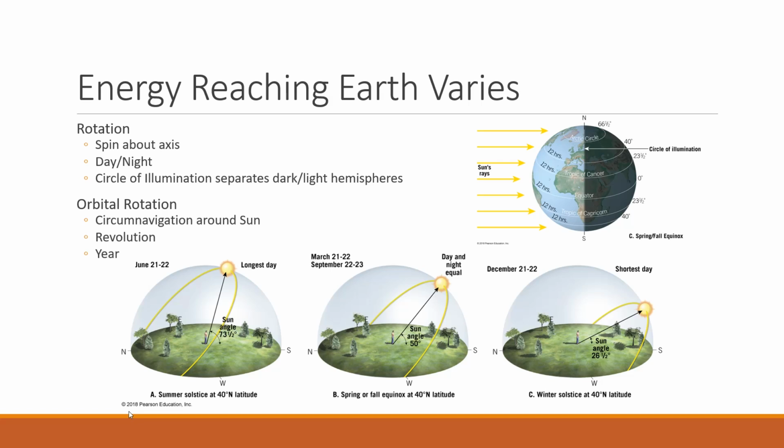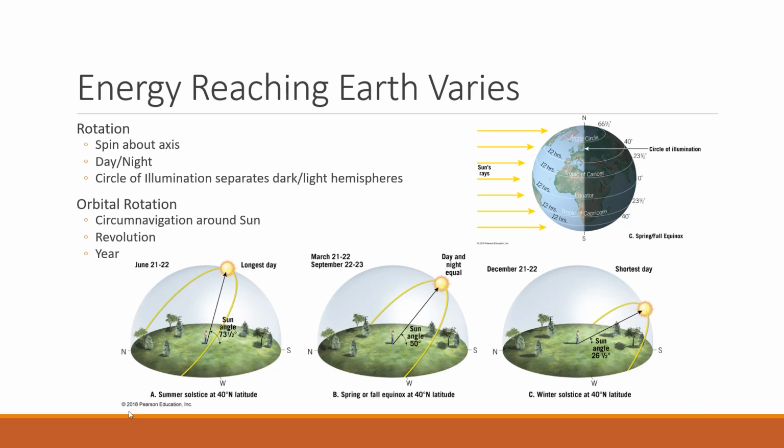So rotation is the spin about the axis. This is why we have day and night. The circle of illumination separates the dark versus the light hemispheres. The orbital rotation is going to be the circumnavigation about the sun. So this is the revolution of the planet. This is what makes our year. Depending on our distance to the sun, that will impact the length of our days, as well as our seasons.